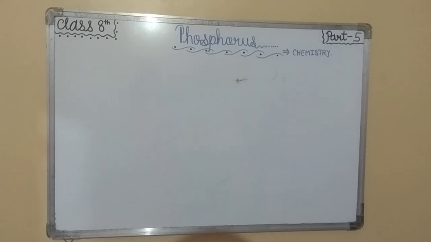Today we will learn Class 8 Subject Chemistry, Chapter Phosphorus, and this is our part 5. In this part we will learn many things. First of all, in the previous part we have learned about allotropes and the physical properties of white and red phosphorus.